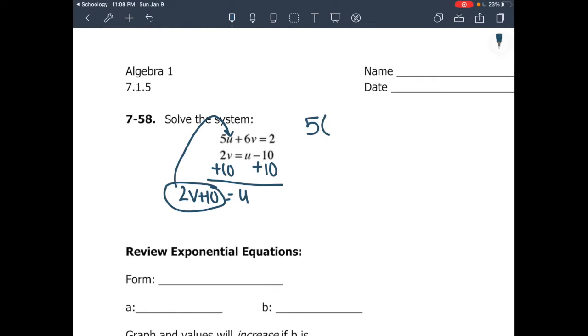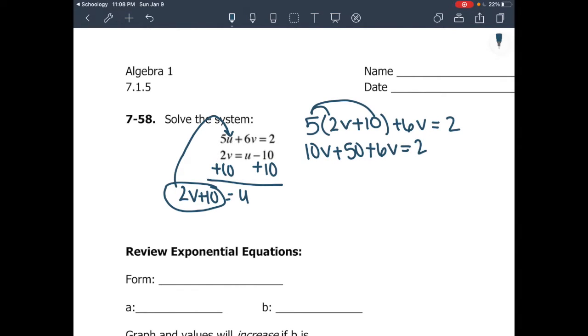So I'm going to do that: 5 times the quantity 2v plus 10, plus 6v equals 2, and then I'm going to solve for v. The first thing I'm going to do is distribute the 5. So I get 10v plus 50, because 5 times 2v is 10v, and 5 times 10 is 50, and then add 6v equals 2. Once I've done that, the goal is to combine like terms. 10v and 6v are like terms, so I'm going to add them. I get 16v plus 50 equals 2.